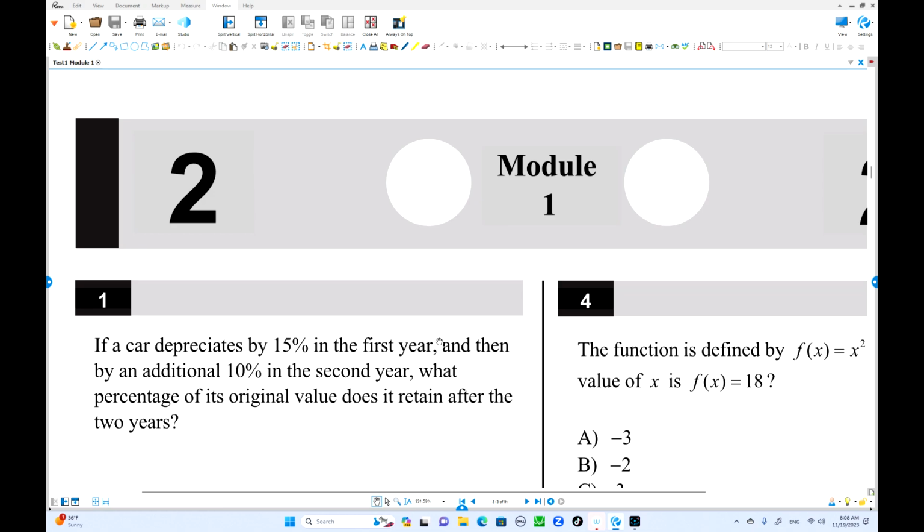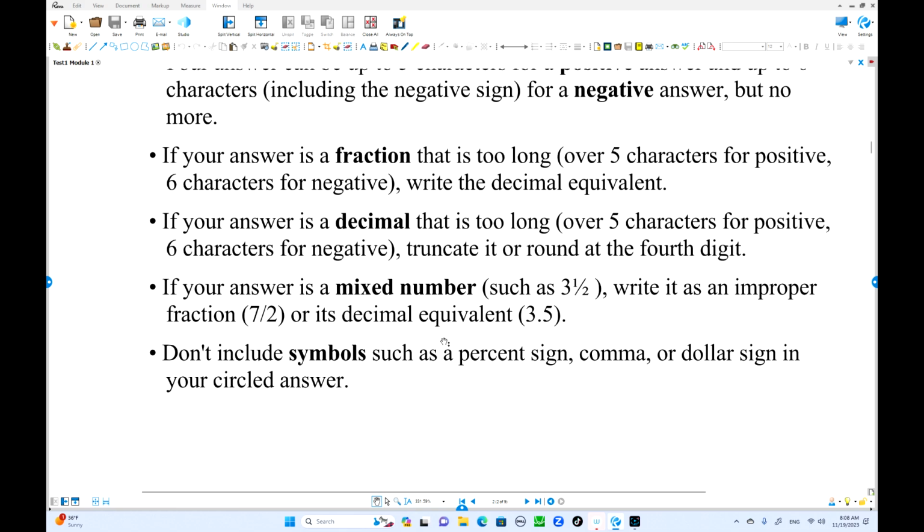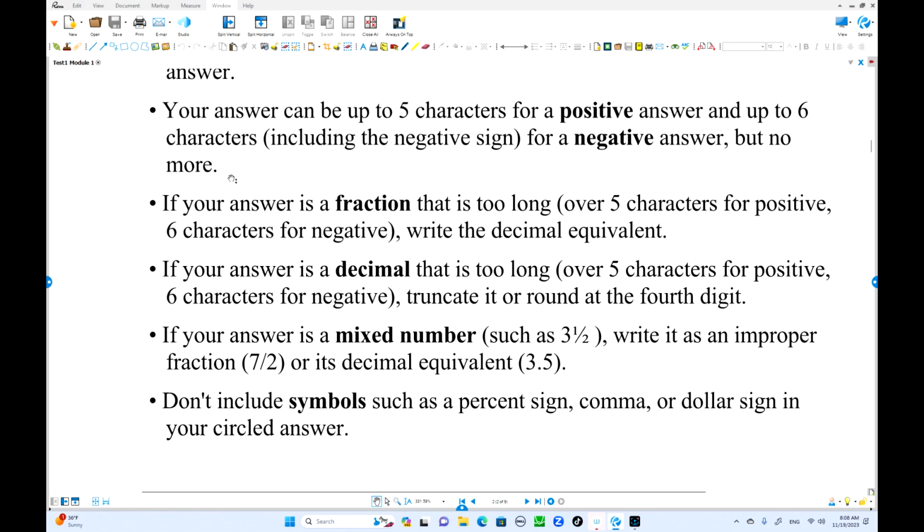As you can see, Digital SAT answering is a little different. They accept a negative number too. Over here, you can print the negative number, and when you have a mixed number, change it into an improper fraction or a decimal. That's it.